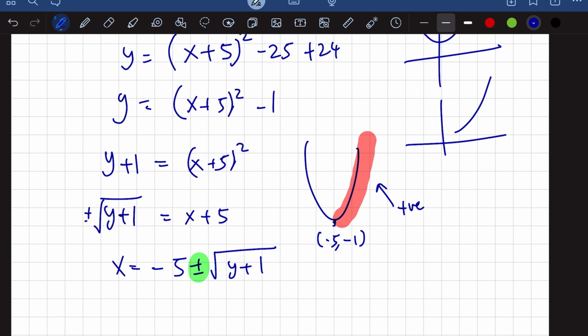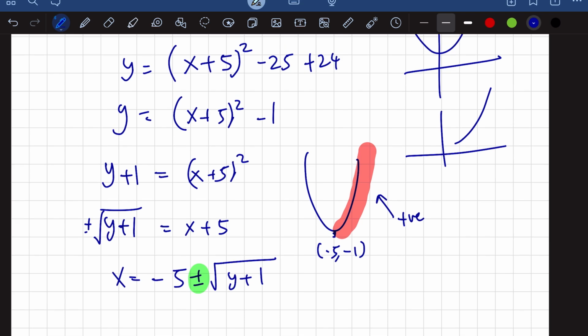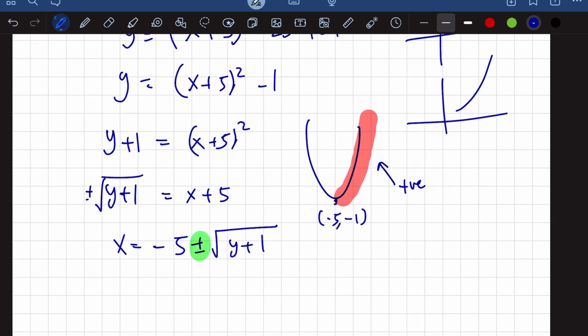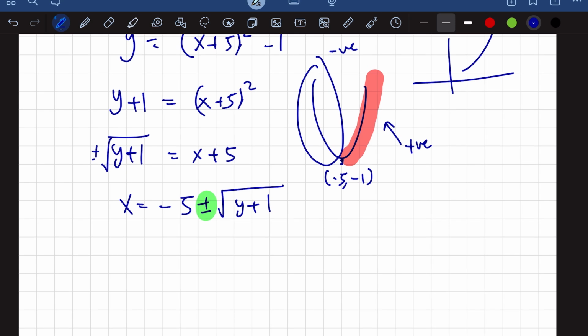So it really depends on what you want. If your domain restriction is to the right, more than minus 5, then we choose a positive one. If your domain restriction is to the left, like say less than something, then we will want the part to the left, the negative version. Alright? So therefore, in this case, our inverse function would be equals to minus 5 plus square root of x plus 1, because we want the part to the right. Okay? So that's how you find your inverse function itself.